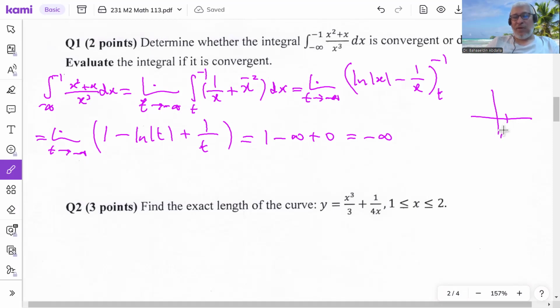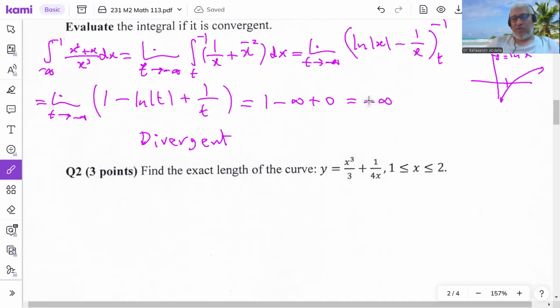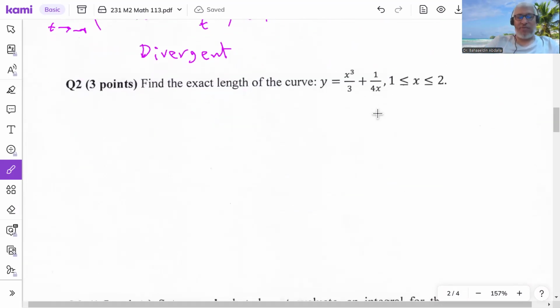You know, the graph of ln is like this. So this means that when x goes to infinity, ln goes to infinity. Okay? So ln infinity is infinity. And I have a minus sign, so it would be minus infinity. So the integral equals negative infinity, so it is divergent. Convergent means it would be a number. It wouldn't be negative or positive infinity.